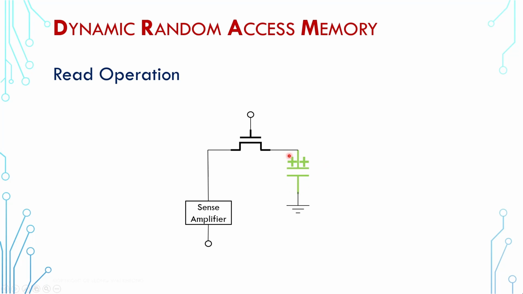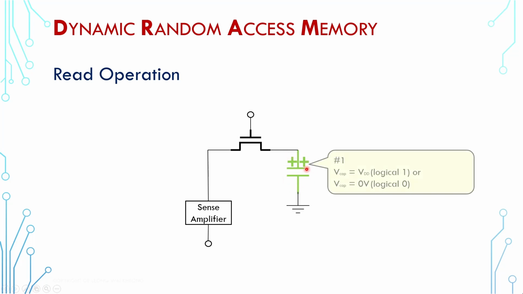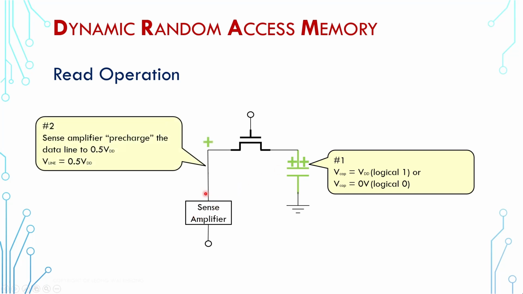The capacitor holds 1 bit of information. It can be VDD or logical 1, or it can be 0 volt or logical 0. The diagram here shows the case when the capacitor is at logical 1. The description is the same if the capacitor is at logical 0, except that the charges flow the opposite direction. The sense amplifier will pre-charge the data line to half of VDD.